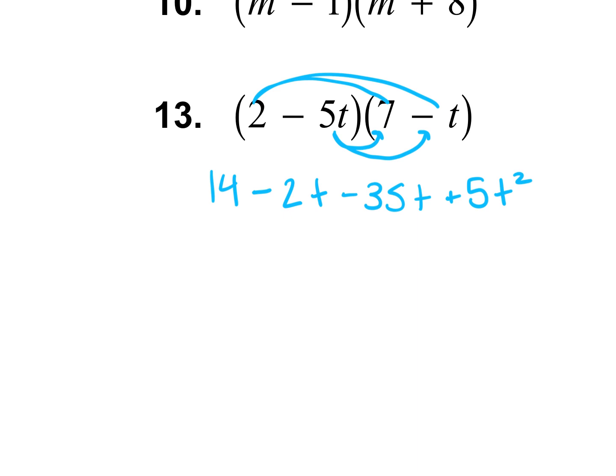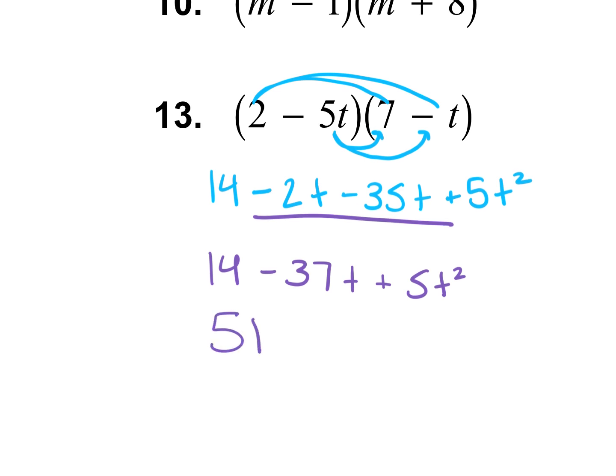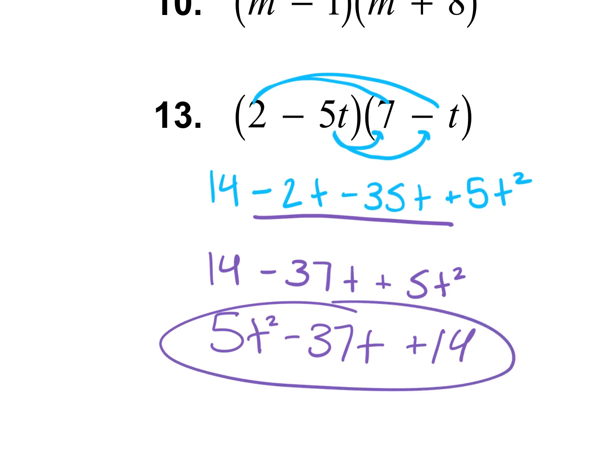So let's combine our like terms. We have 14. What's negative 2t minus 35t? Negative 37t plus 5t squared. Is this in standard form? No. Let's rewrite it in standard form. What would have to come first in standard form? 5t to the second power. What would come next? Awesome. So minus 37t and then plus 14.